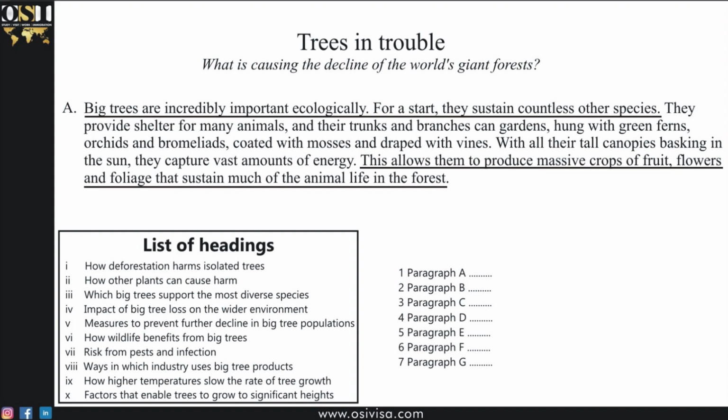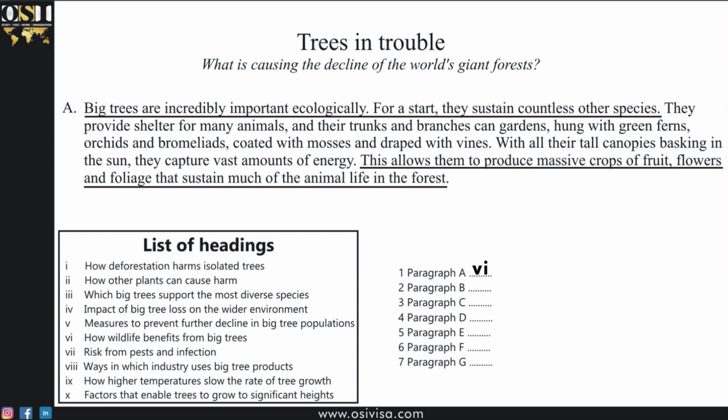So let's go back to the headings. The headings over here, we have to find out which one matches the best. So if you remember, there is the number 6 over here, how wildlife benefits from big trees. So basically we saw in the passage that trees sustain different species of animals, and this would be the title that goes with it the best.